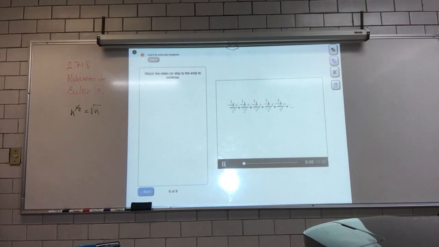So let's try comparing this to another series. Here's our series of squares, and the series we'll compare it to starts with 1 over 1 squared, and then two terms that are 1 over 2 squared, followed by four terms that are 1 over 4 squared, and then 8 terms that are 1 over 8 squared, 16 terms of 1 over 16 squared, and so on. Which series has the larger terms here?